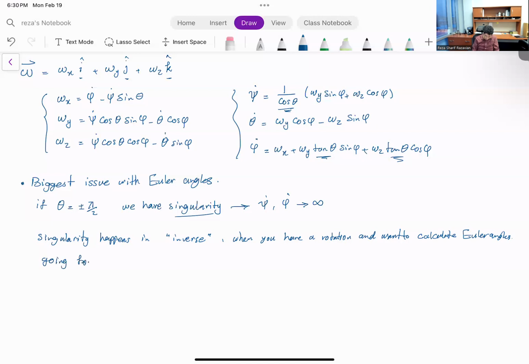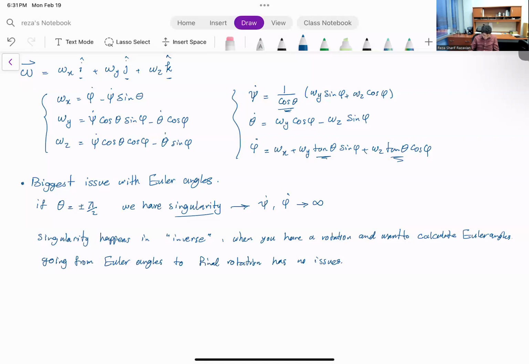Going from Euler angles to final rotation has no issues. If you specify your Euler angles and the rate of change of those angles, they are perfectly well defined. Your final orientation and angular velocities, you'll never run into issues in the forward direction of specifying angles.